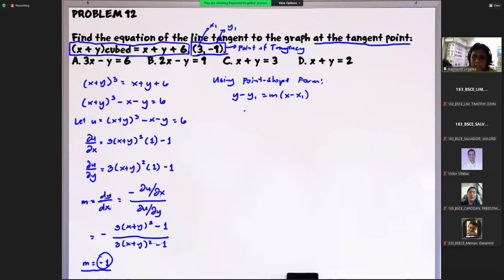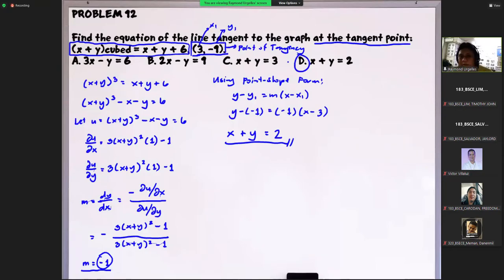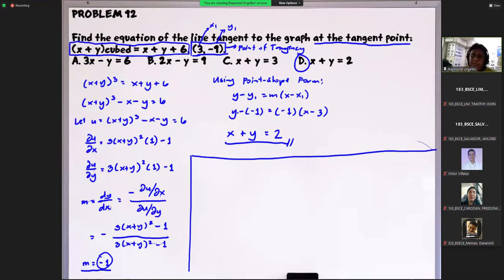Okay. So then, you will get y minus negative 1 is equal to, so we have negative 1, times x minus 3. Diba? So rearranging this, you will get positive x plus y will be equal to, we have, this is positive 3 minus 1, so this is equal to 2. So therefore, we have x plus y is equal to 2. Okay? So again, that's by using partial derivative. No? So pwede rin naman kayo ditong gumamit ng implicit differentiation natin.